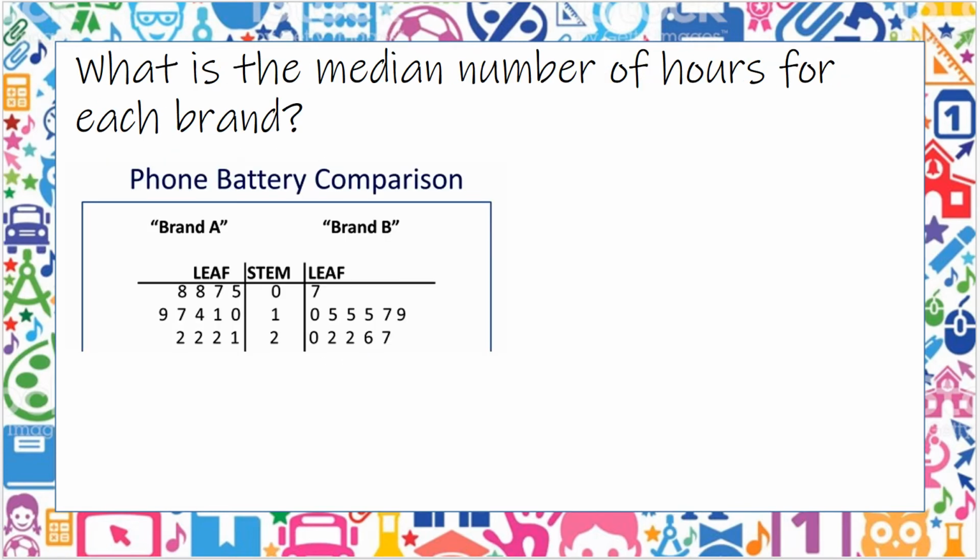What is the median number of hours for each brand? So on brand A, I'm going to count how many numbers I have. I've got 1, 2, 3, 4, 5, 6, 7, 8, 9, 10, 11, 12, 13. So half of 13 is 6.5. But if I do 1, 2, 3, 4, 5, 6, put a line, and count backwards from the end, 1, 2, 3, 4, 5, 6, I have 4 in the middle, and then there's 6 on each side. So the median for brand A is a stem of 1, a leaf of 4. So that's 14.